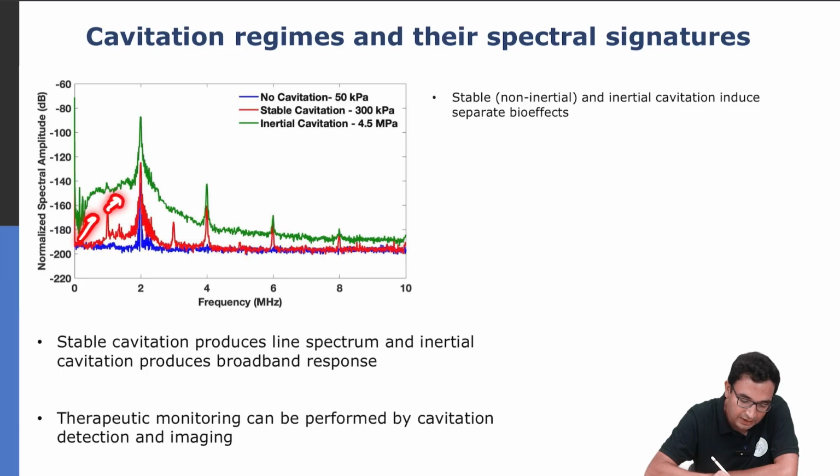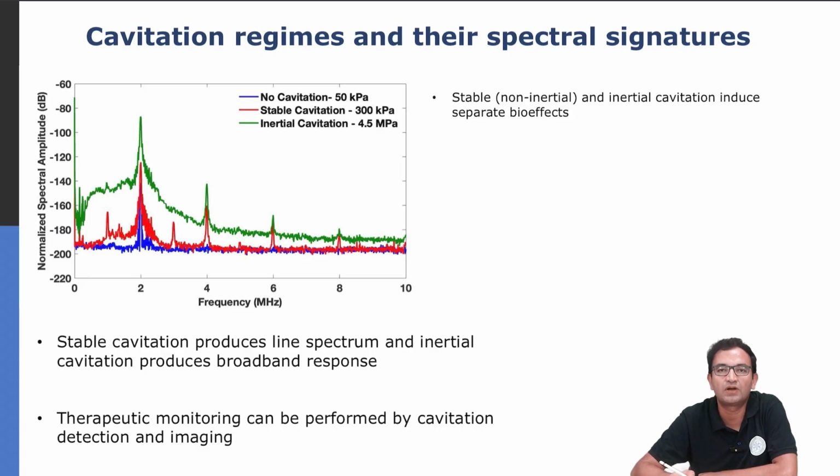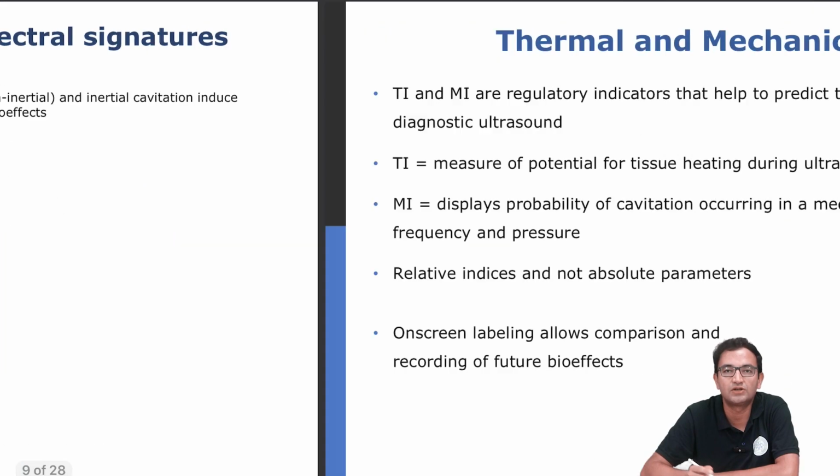And wherever you get broadband energy elevation, as you see in the green curve, it typically is a signature of collapsing bubbles or inertial cavitation. So you can perform therapeutic monitoring by doing this. Now, you hope that these kinds of cavitation behaviors don't occur in diagnostic ultrasound. Stable cavitation is used for imaging, for example subharmonic imaging, but when you are not interested in contrast enhanced ultrasound, you would prefer not to have any cavitation in your region of interest.